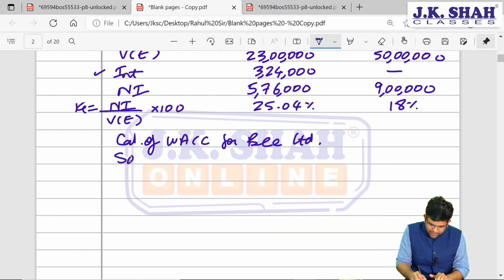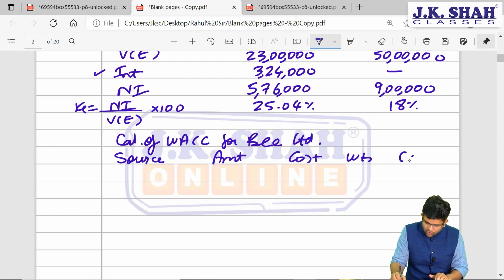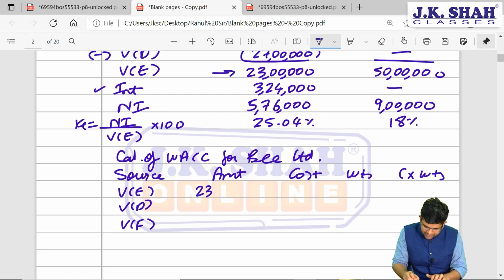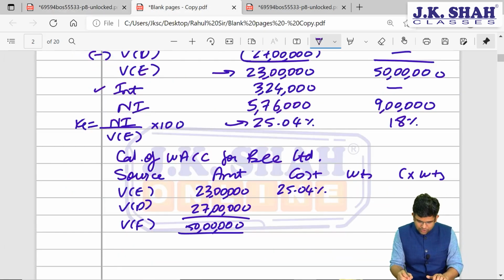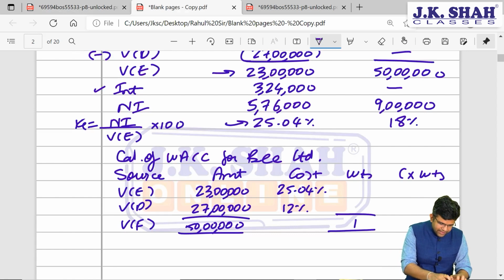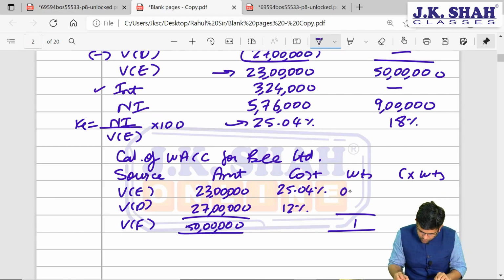The table I would like to make has: source, amount, cost, weights, and cost into weights. We have value of equity, value of debt, and the total is value of firm. Value of equity is 23 lakhs, value of debt is 27 lakh, and the total is 50 lakhs. As far as costs are concerned, we got the KE as 25.04%. We have the KD as 12%. There is no tax, so straight away the interest rate is taken as the KD. Now children, let's calculate the weights. 23 divided by 50 is 0.46, and therefore this will be 0.54.